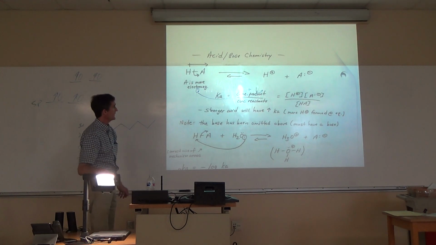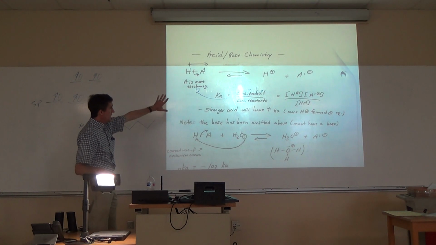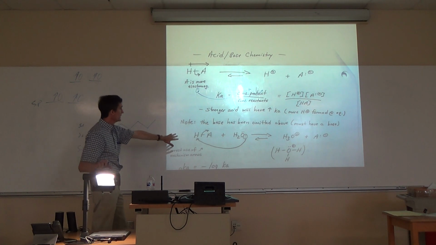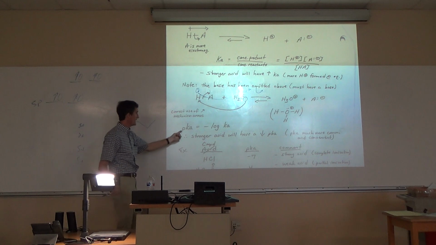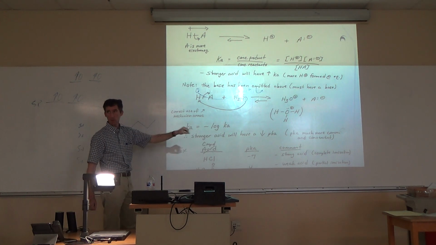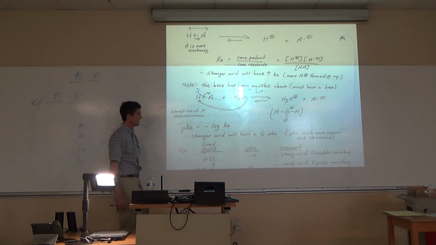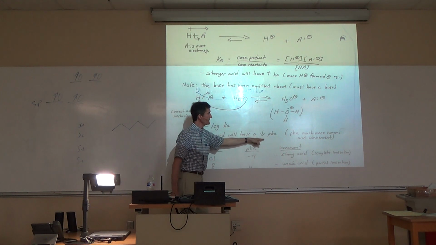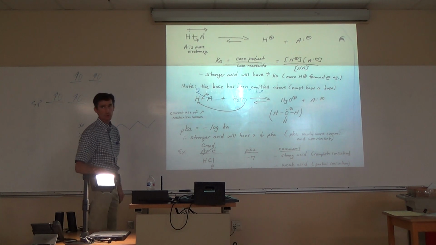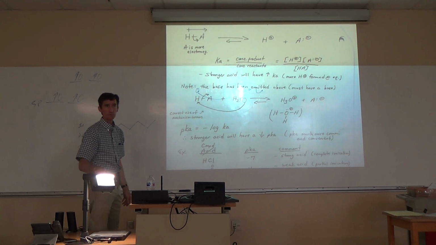Here we go. Acid-base chemistry. Everything up here is reviewed. You know Ka. You know we don't use Ka. Instead, we use pKa. pKa equals negative log of Ka. A stronger acid will thus have a lower pKa. Stronger acid, lower pKa. Everything up there is a review. Very important. You should pull out your Gen Chem book and have that with you.